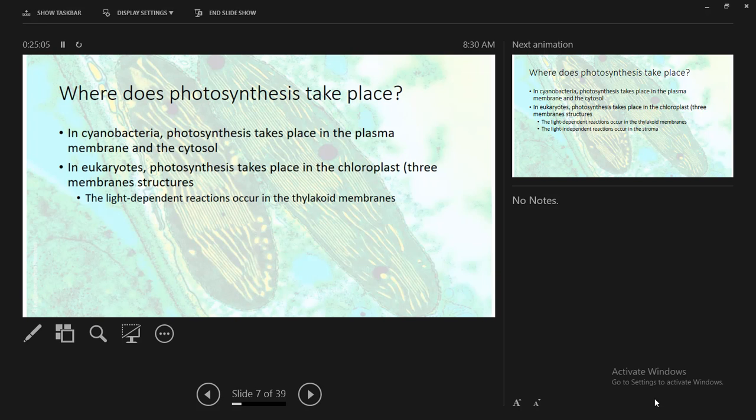Yes or no? Yes. No, don't say no. This is not the right answer. Chloroplasts have three membranes. They have an inner, an outer, and thylakoid membranes.